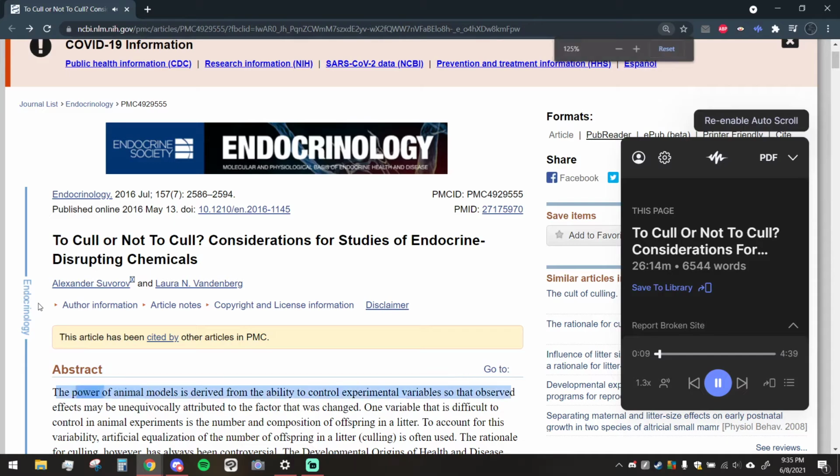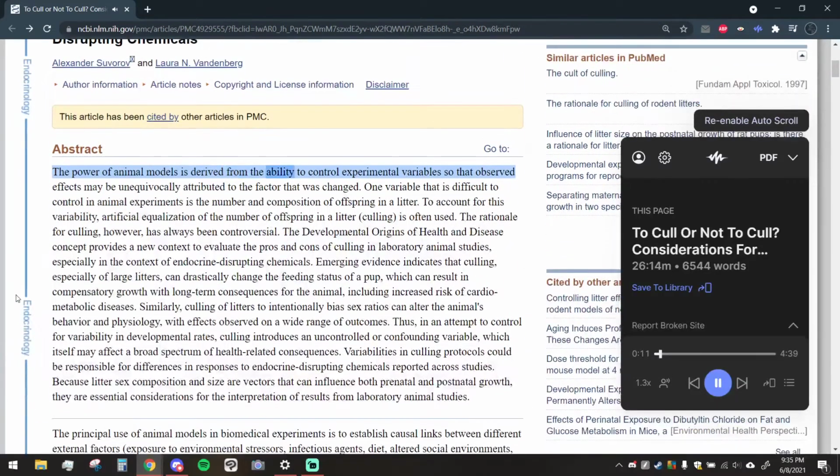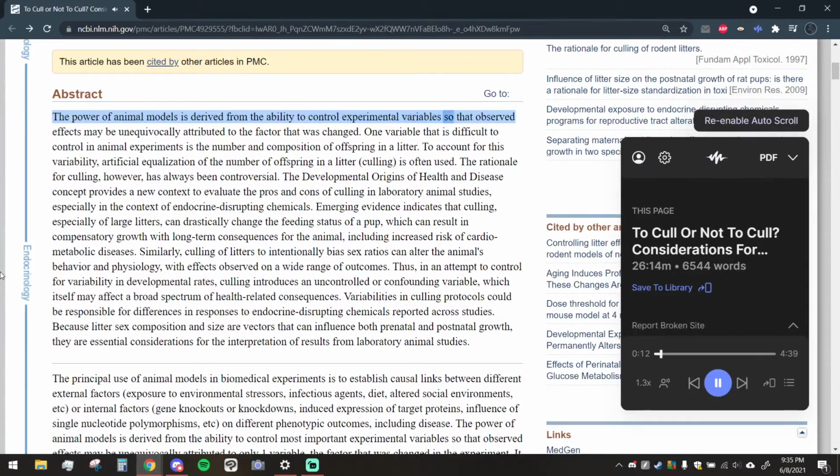Go to abstract. The power of animal models is derived from the ability to control experimental variables so that observed effects may be unequivocally attributed to the factor that was changed. One variable that is difficult to control in animal experiments is the number and composition of offspring in a litter. To account for this variability, artificial equalization of the number of offspring in a litter, culling, is often used. The rationale for culling, however, has always been controversial.